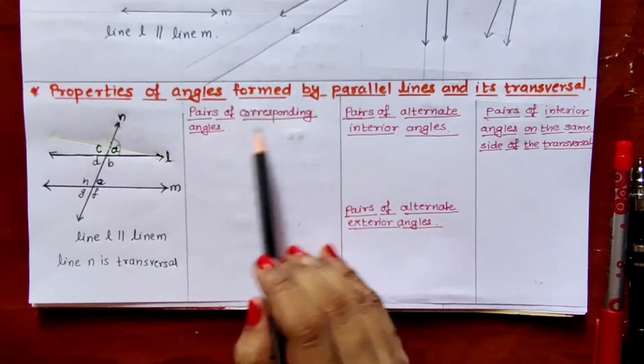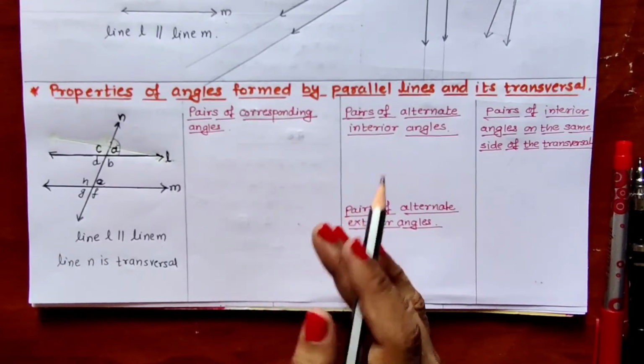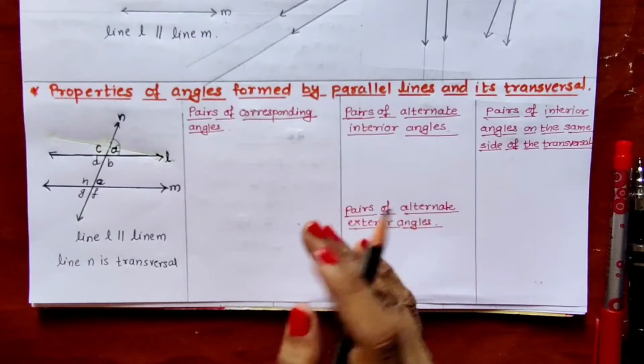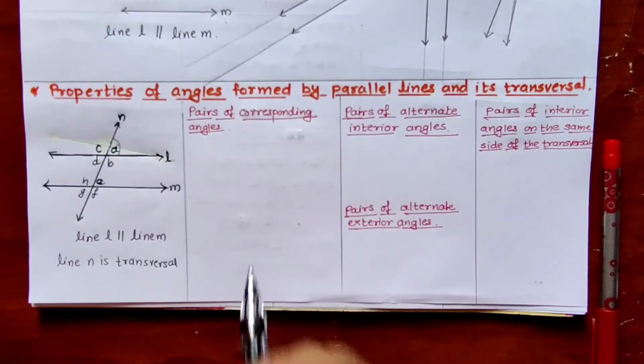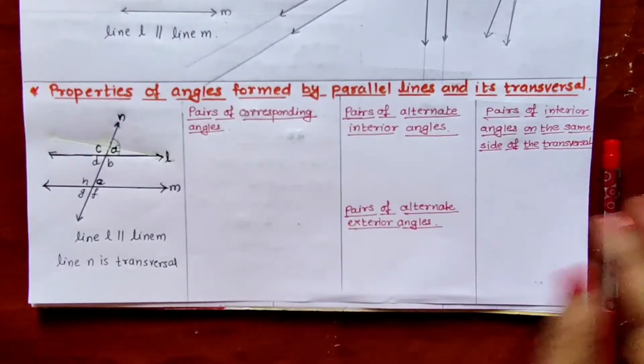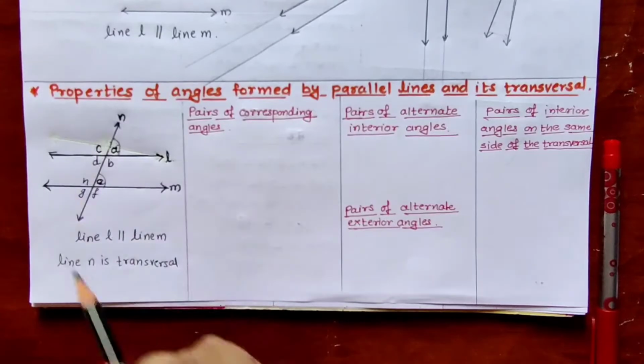First we will see the pairs of corresponding angles. We have learnt all these concepts in our 8th standard. So here again I am going to explain in brief. First see pairs of corresponding angles. Corresponding angles, we all know, if you observe angle A and angle E, these are two corresponding angles.